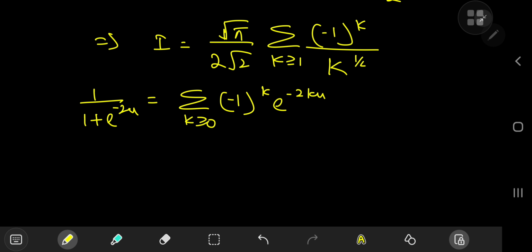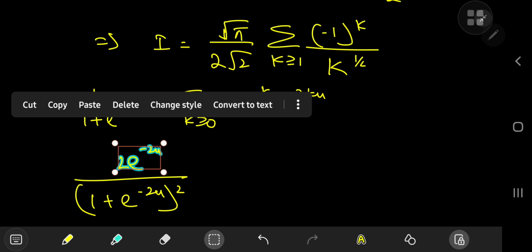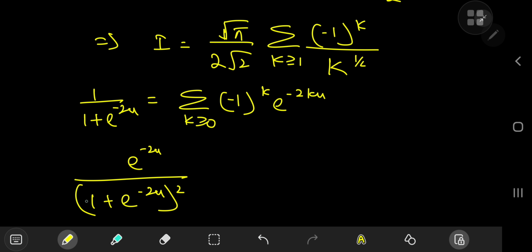And that was cool. But next up, I had to differentiate with respect to u, right? So because of the power rule, I have this negative 1 term in the numerator, and downstairs, I have 1 plus e to the negative 2u squared. And now because of the chain rule, I have this negative 2 times e to the negative 2u. So you see how nicely these negative signs cancel out, right? I wish I could appreciate this nice cancellation earlier. So yeah, my bad.